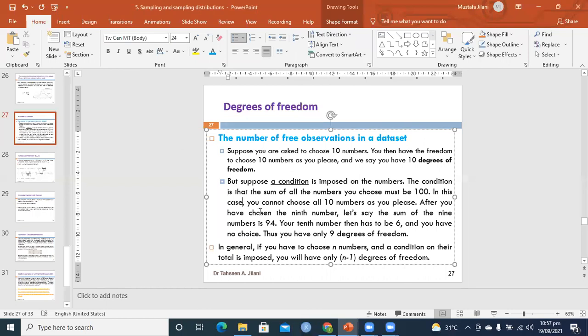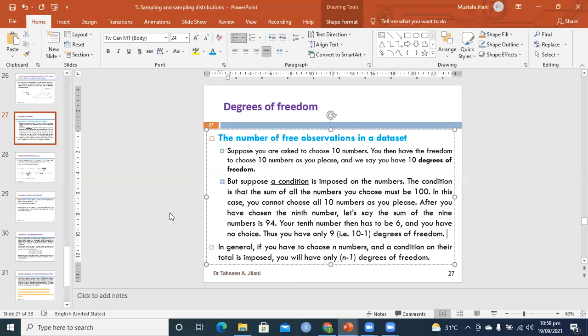After you have chosen the 9th number, let's say the sum of the 9 numbers is 94. Your 10th number then has to be 6, because you need the sum to equal 100. This is a condition that you imposed and you have no choice. Thus you have 9 degrees of freedom, 9 equals 10 minus 1. That is 10 minus 1 degrees of freedom, which means how many free observations you have.